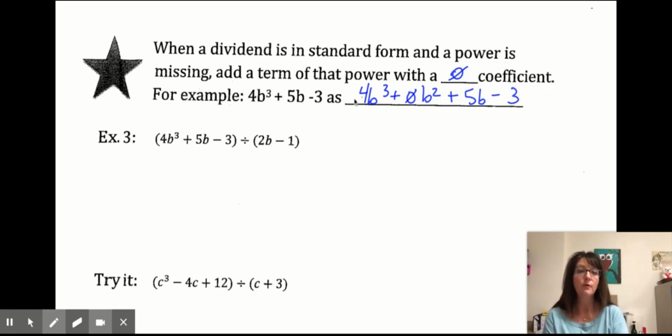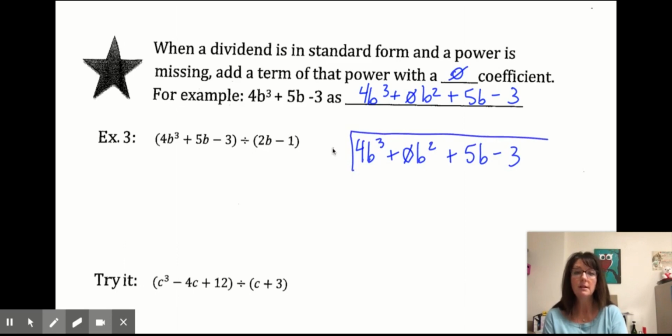Okay, so now there's 4 terms here that we're dividing by. So this becomes our 4b cubed plus 0b squared plus 5b minus 3. It's our dividend, and we have 2b minus 1. Having a binomial like this is still the same. We're still taking that first term into the first term of the polynomial. So we have 4b cubed divided by 2b.